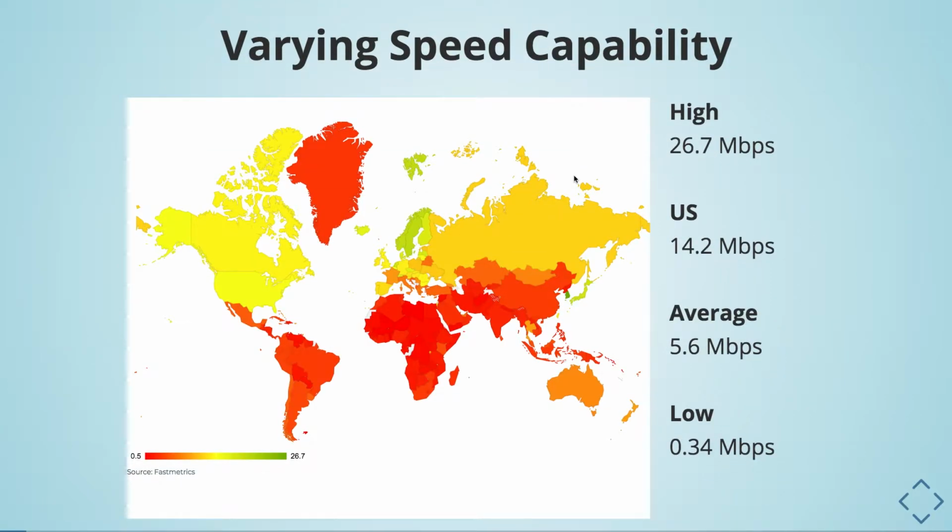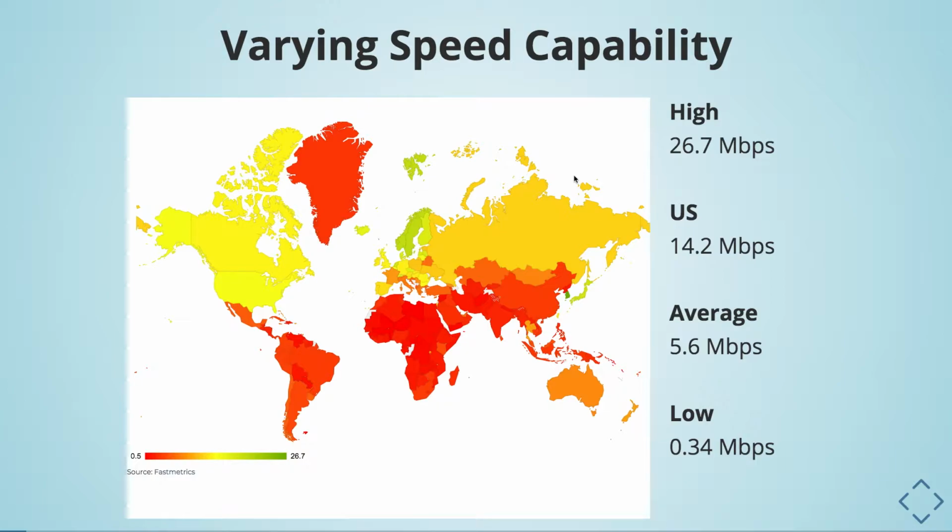Another consideration is the varying speeds that people have. This is a source from Fast Metrics. It's from 2015, so I don't know how up to date it is, but it still should paint a pretty good picture. Apparently in South Korea they have really fast internet. So if you're on a road trip or whatever, too bad. We're about 14.2 megabits per second on average. The global average is 5.6, and then you get into places, I think right now really Africa is probably the slowest region as far as what capabilities are available there.